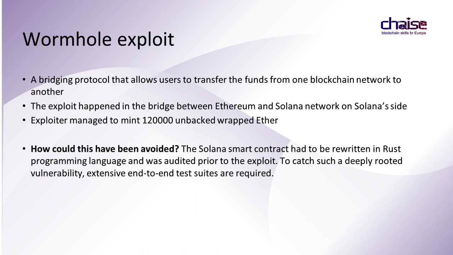The target was a bridging protocol that allows users to transfer funds from one blockchain network to another. The exploit happened in the bridge between Ethereum and Solana network on Solana's side. Exploiter managed to mint 120,000 unbacked wrapped Ether. How does this apply to smart contract security? The Solana smart contract had to be rewritten in Rust programming language and was audited prior to the exploit. Extensive end-to-end test suites are required to catch such a deeply rooted vulnerability.